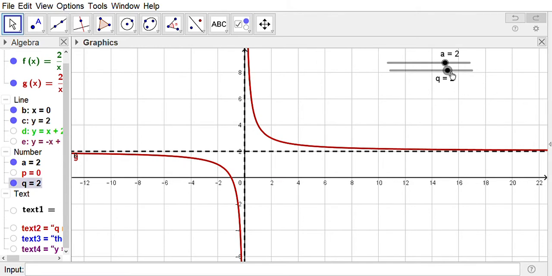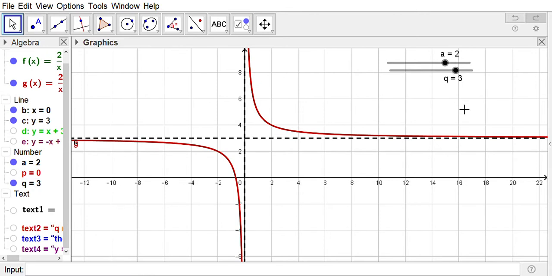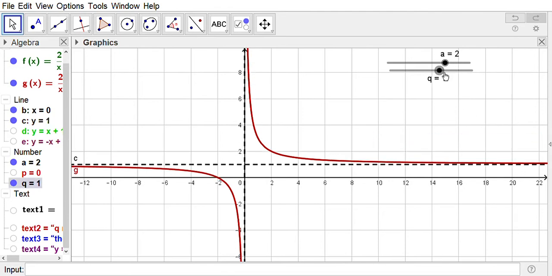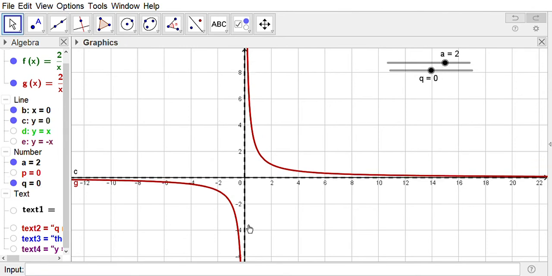The same thing will happen if I change it from 2 to 3. The graph will shift up by 3 units. So let's go back to Q equal to 0. Okay, now my asymptote is at y equal to 0 and the graph has not shifted.